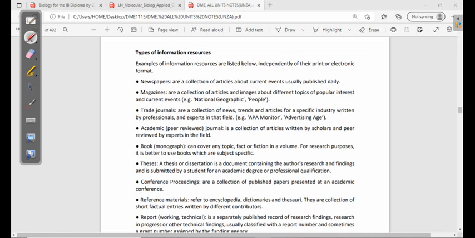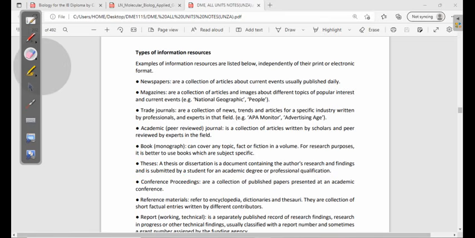Another thing is conference proceedings. So these are simply collections of published papers presented at an academic conference. So whenever there is a conference, you are going to see a lot of papers talking about what they are going to be presenting. So those are also kinds of information resources.